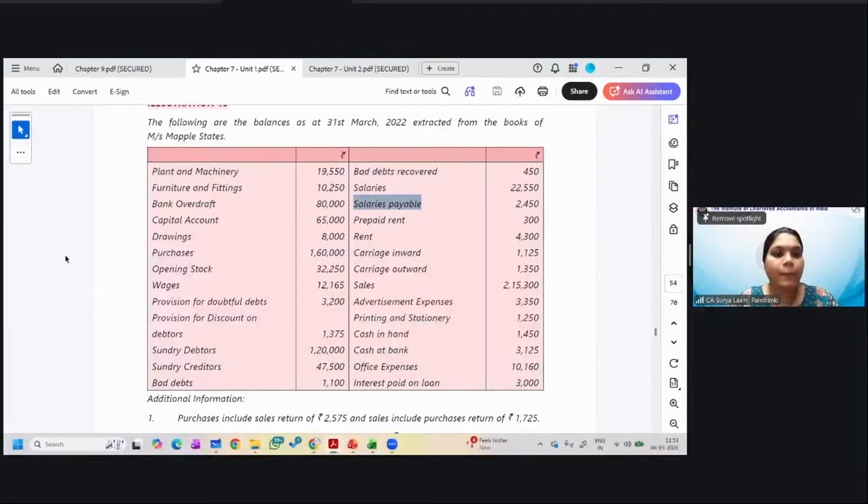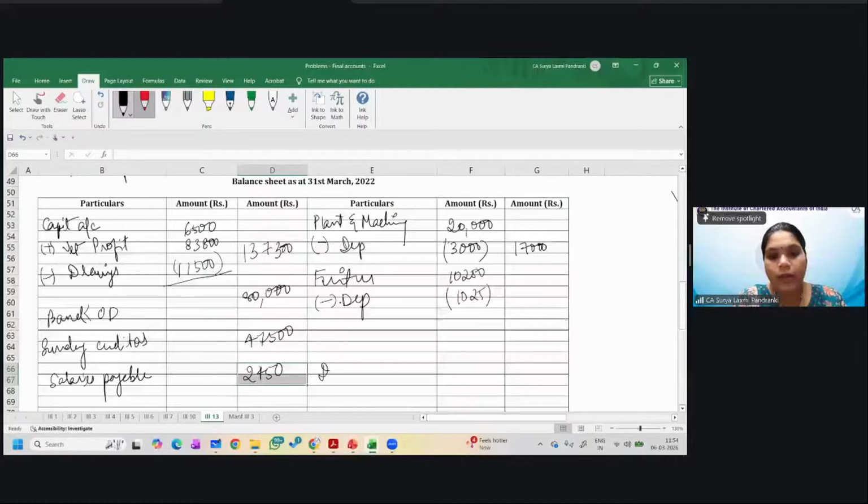Okay. What is the next item? So plant and machinery is done. Furniture and fixtures is done. Bank overdraft we have taken on liabilities. Capital also on liabilities. Drawings are done. Purchases in trading account it is done. Opening stock and wages are done in your trading account. Then we have taken provision for doubtful debts and discount on debtors in the P&L statement, that is done. Then we have sundry debtors. Okay, I'm taking debtors.